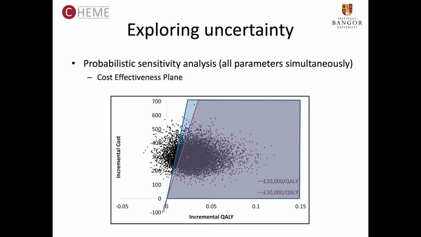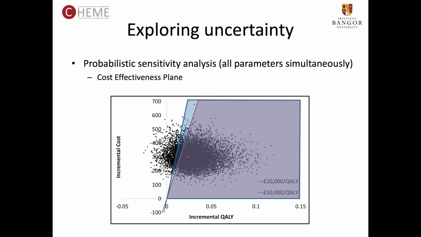But there's a reasonable chance of being to the left of the diagonal cost-effectiveness threshold line. So there is a reasonable probability of this treatment not being cost-effective. So while the mean would indicate that it's cost-effective, it's below the cost-effectiveness threshold, there's a likelihood still of it being non-cost-effective.